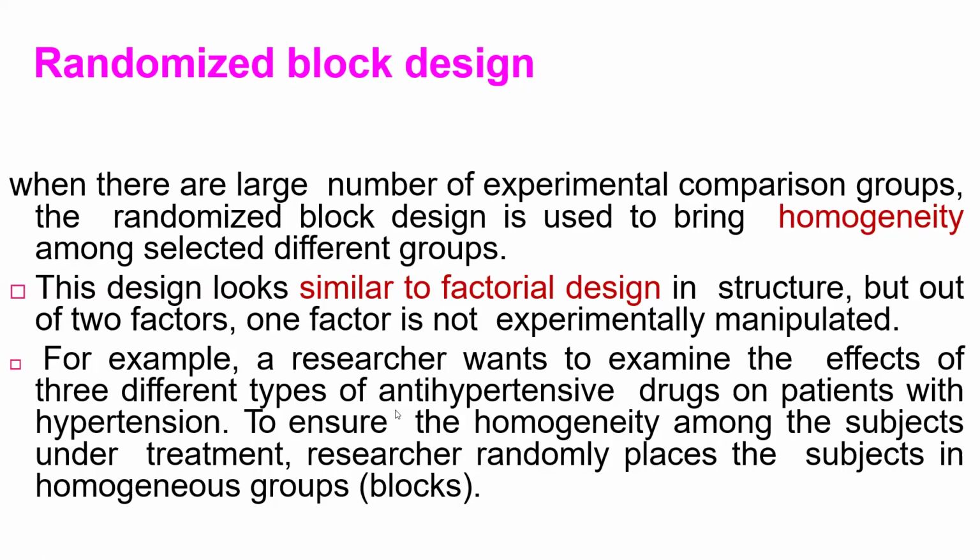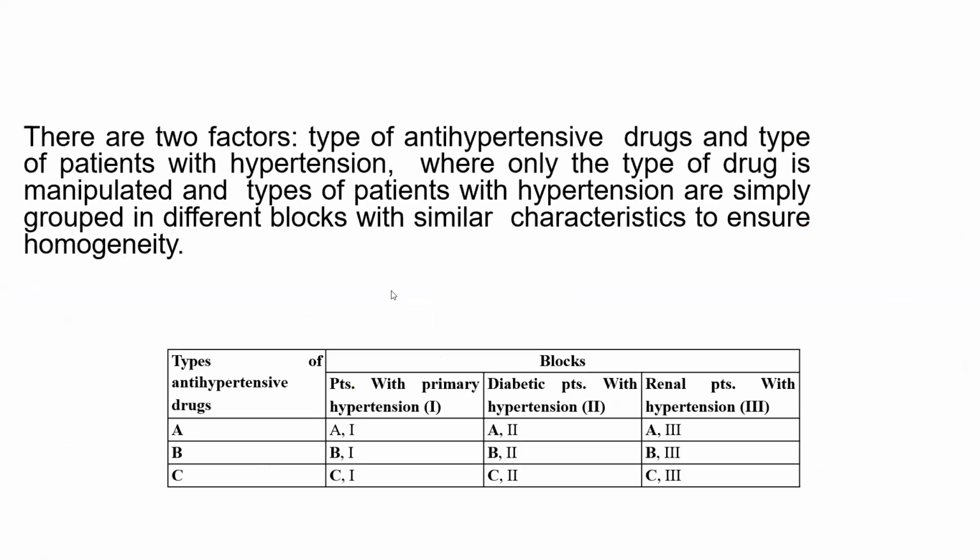The researcher wants to examine the effect of three different types of antihypertensive drugs on patients with hypertension. To ensure homogeneity among the subjects under treatment, the researcher randomly places the subjects in homogeneous groups called blocks. Here you can see there are two factors, the type of antihypertensive drug and the type of patient with hypertension, where only the type of drug is manipulated and the types of patients are simply grouped.